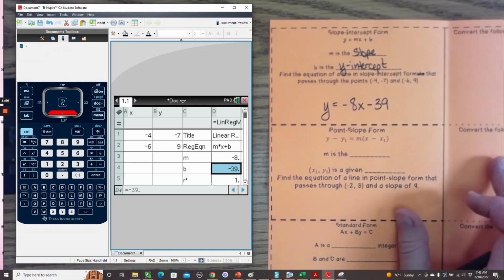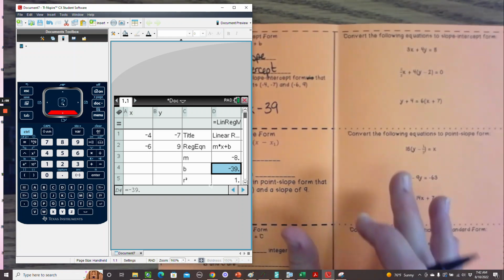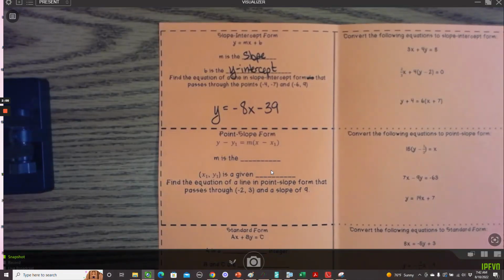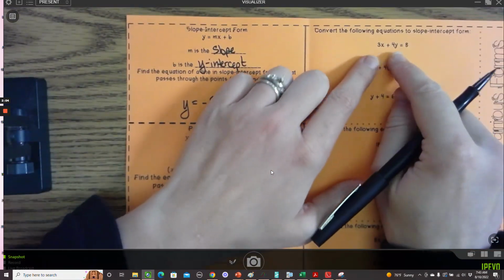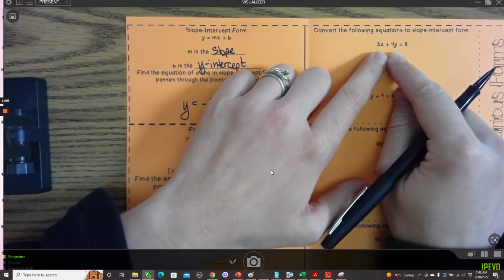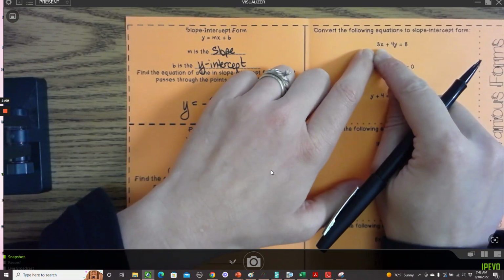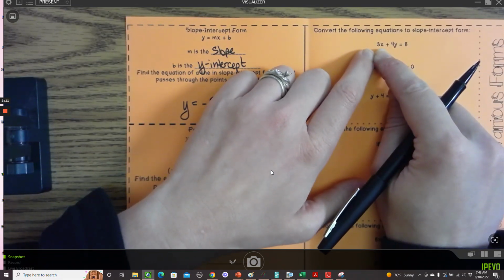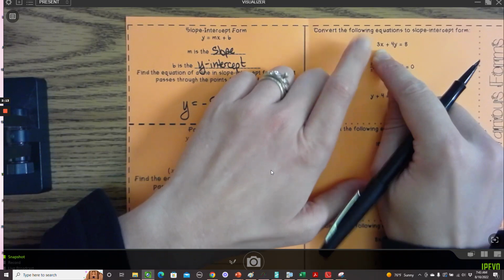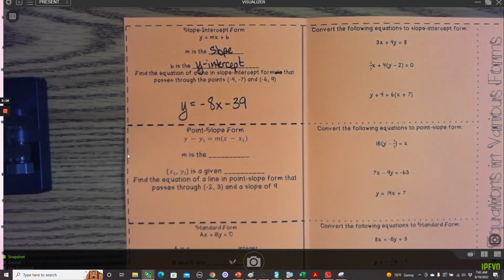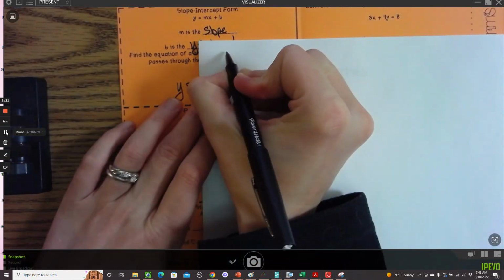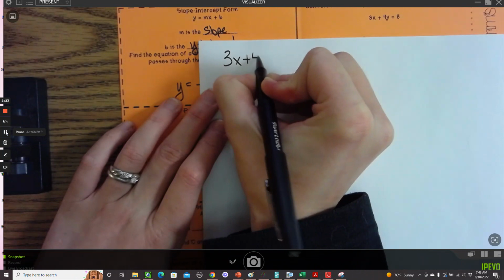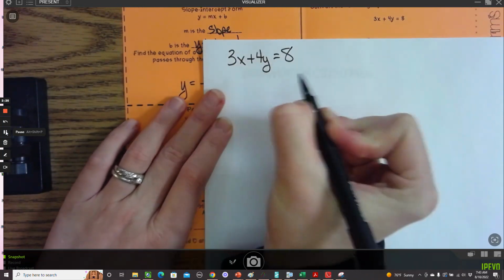Sometimes we write equations in slope-intercept form. Sometimes we have to convert equations into slope-intercept form. So name of the game when we're doing this is to get y by itself. So first thing I'm going to do is move the x to the other side. I am going to subtract 3x from both sides. Let me grab some scratch paper so I can work some of these out all the way. Okay. So 3x plus 4y equals 8.